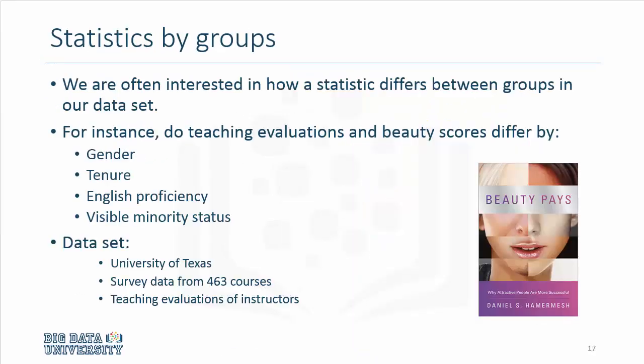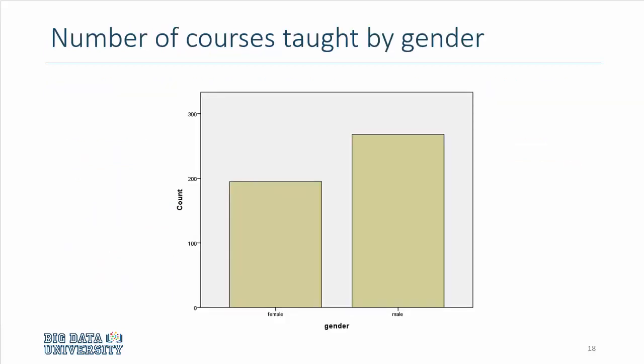We will use the teaching evaluation data from University of Texas, where instructors were evaluated by students. Our dataset includes information about the instructors, the course, the teaching evaluation, and a composite score of their beauty as it was perceived by students. Let us start by determining how many courses were taught by men and how many by women. For this, we can use a bar chart.